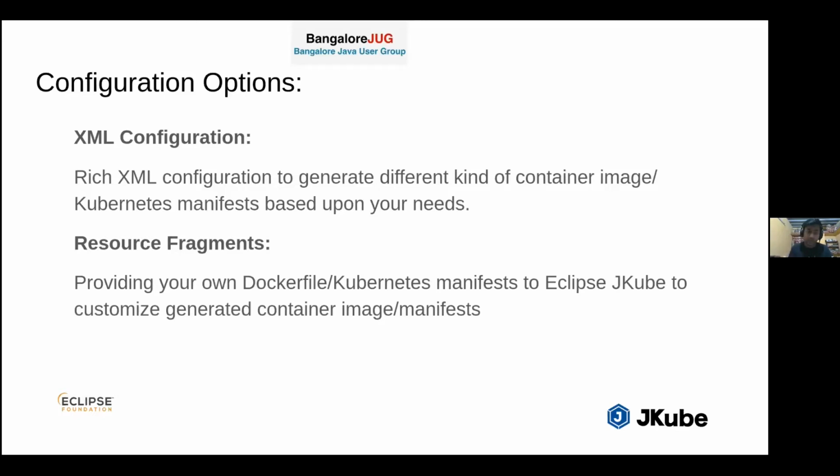By resource fragment, I mean you can provide your own Dockerfile, you can provide your own Kubernetes YAML manifests to JKube, and JKube is going to pick them. For example, in case of Dockerfiles, you provide your own Dockerfile, place it in the project's root directory, and JKube is going to build the container image according to the Dockerfile provided. And for Kubernetes manifests, JKube is going to pick those manifests and merge them into the final generated manifests. We'll see all this in action, so you don't have to worry about it.